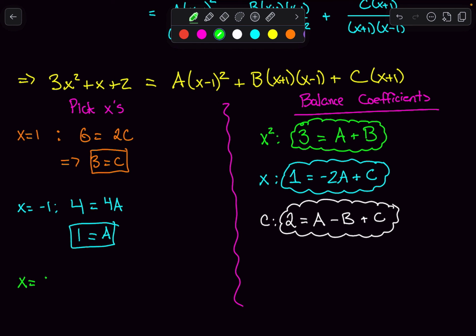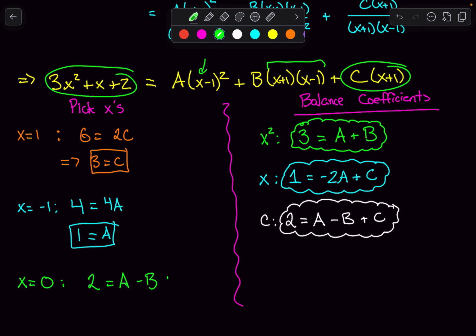I might try doing x is equal to 0, because on the left-hand side here, that's going to give me 2. And on the right-hand side, if I plug in 0, I'm going to get a here, because -1 squared is just 1. I'm going to have a -1 here if I plug in 0, so a minus b. And then if I plug in 0 here, I'm going to get a plus c, which you'll happen to notice is the same exact term that we get when we look for the constants. That's okay.